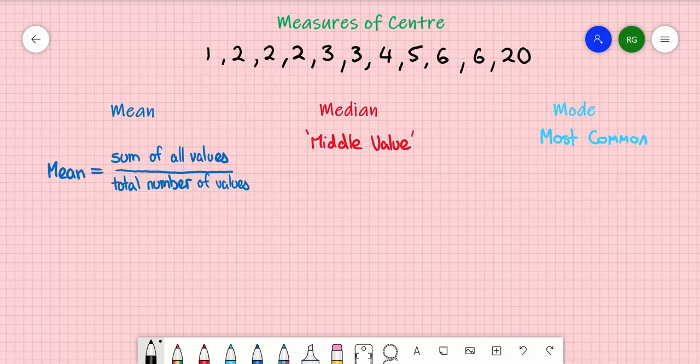In this lesson, we're going to be looking at measures of centre. We're going to assume in this lesson that we have a set of data, and I've just made up a random bunch of numbers in black at the top of the screen. We're going to be working out three different measures of centre for this set of data. The first one is called the mean, the second is the median, and the third is the mode.